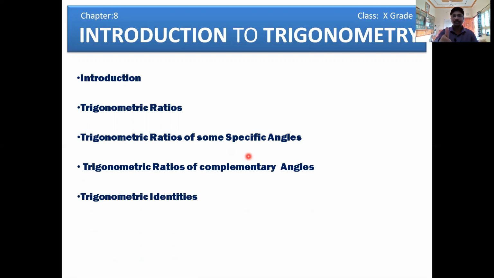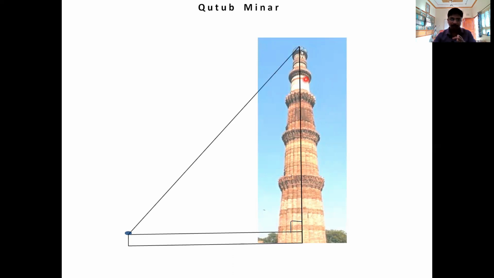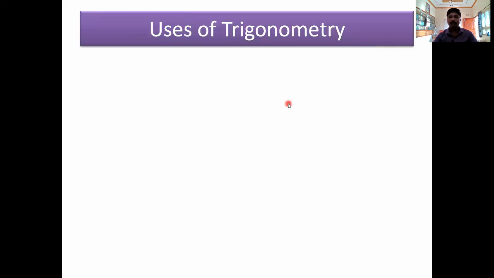Are you ready? One of your friends is looking at the top. See here, he is looking from this position to the top of the Qutub Minar. Can the student find the height of the Qutub Minar without actually measuring it? The answer is yes. By drawing the right angle triangle, we can find the height of the Qutub Minar easily by using trigonometric ratios. Understood? Then what are the uses of trigonometry?